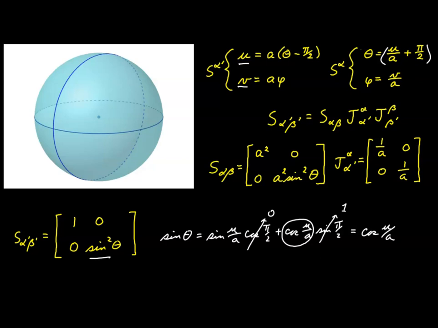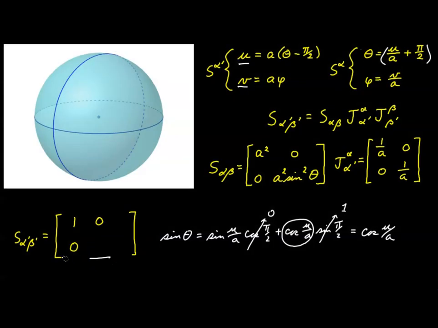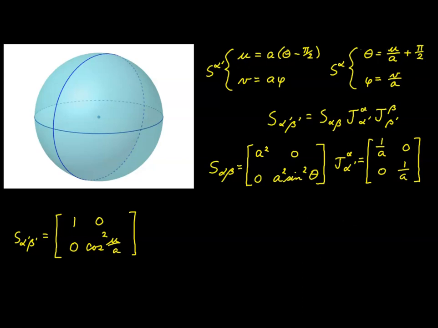So with that, we can go back over and simply delete this value right over here. And in its place, we will put the cosine of u over a, squared. And that's the result we're looking for in terms of the coordinate systems, the coordinates that match the indexes alpha' and beta'.